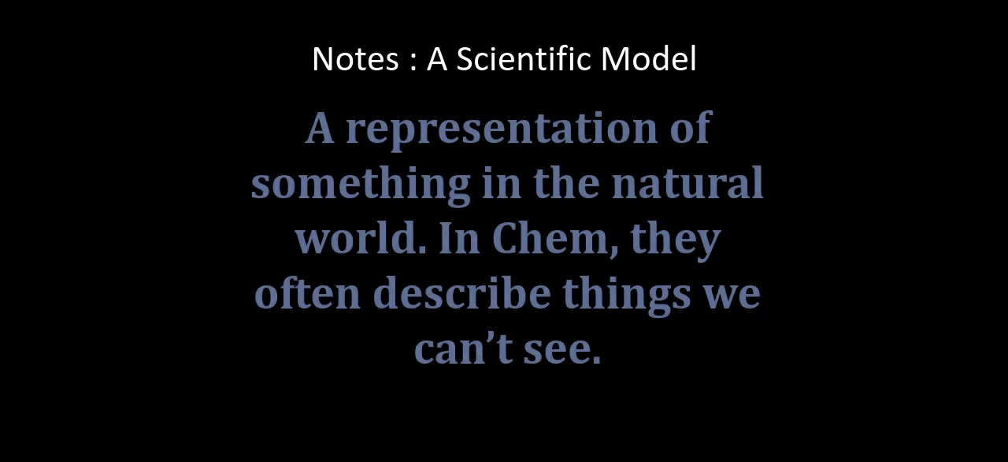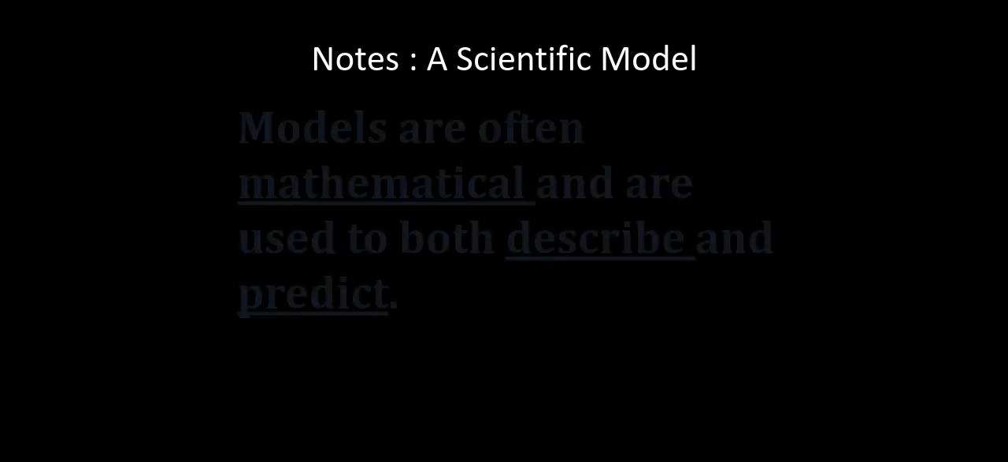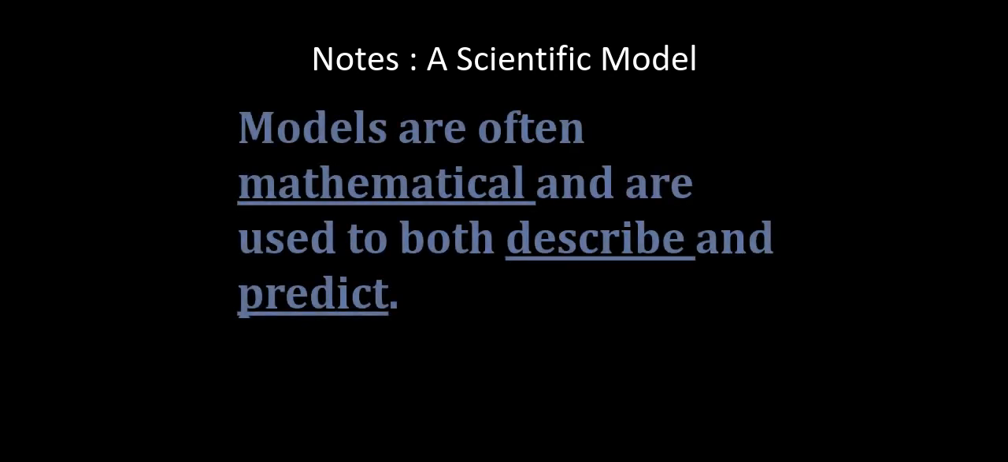So the atom's a scientific model, and this model has been in development for over 4,000 years. A model is usually a representation, a simplification of something in nature, and oftentimes in chemistry, a model will be used to describe things we can't see. Successful models are often mathematical and are often used to both describe and predict things that we'll see in nature.